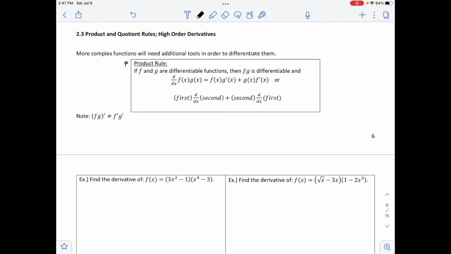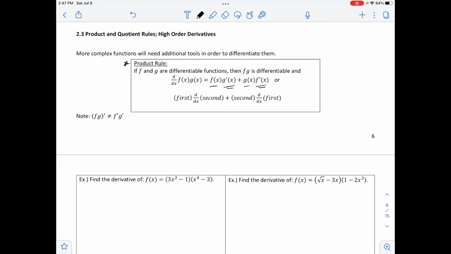The first of these that we're going to look at is going to be the product rule. Product again means to multiply. So this says if f and g are differentiable functions, then f times g is also differentiable. And the derivative of f of x times g of x is going to be the first one times the derivative of the second plus the second times the derivative of the first. Or it's written in words as first times derivative of second plus second times derivative of the first.